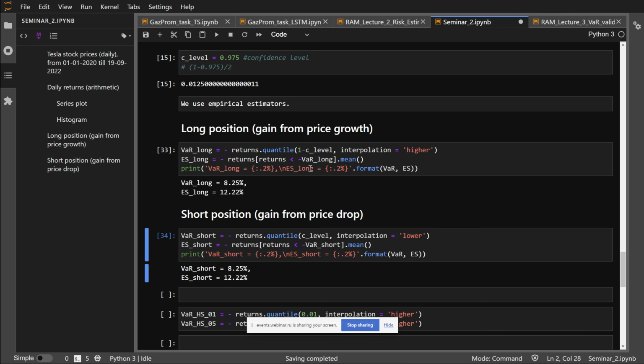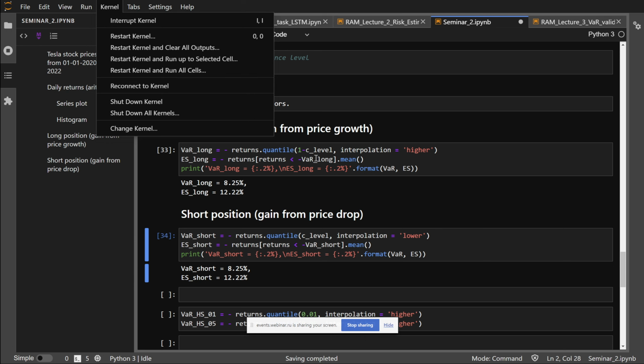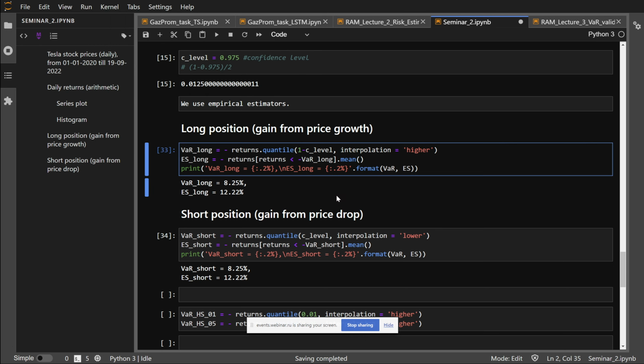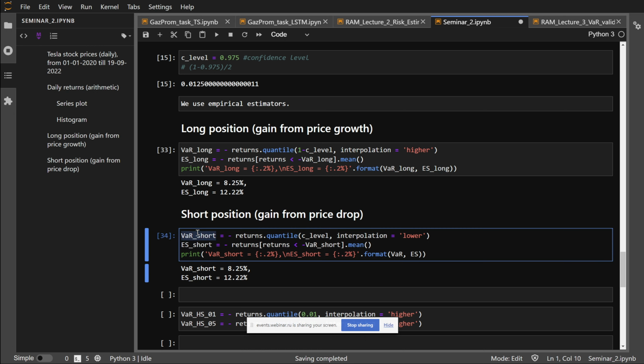It's strange. Yeah, it is suspicious now. Because look at this. You're printing var and expected shortfall. So you have to specify the names of the quantities you try to print pretty accurately, because look, var long and expected shortfall long. So in a print, you should put var long and expected shortfall into the format with the same names. All right. Okay, now I'm going to go through the questions in chat.